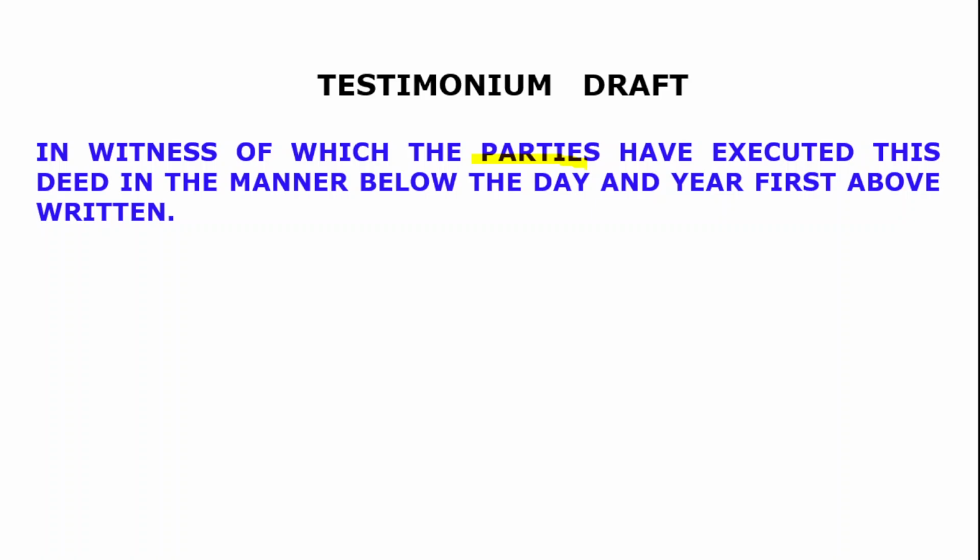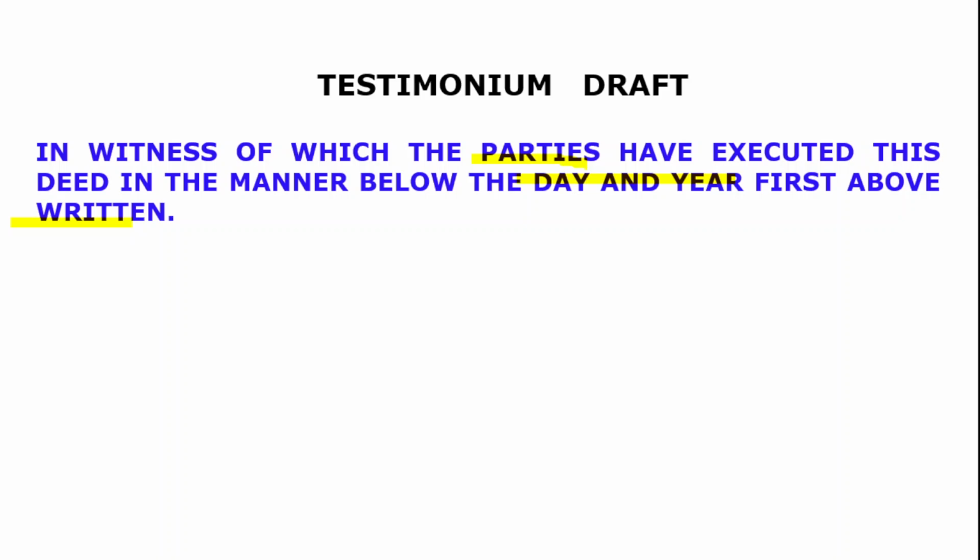Parties. Of course, the phrase "first above written" is referring to the date specifically contained in the commencement clause. That is the date that the transaction was written. That is, this document was written by the parties. When you said "this assignment made this dash day of dash", when you fill that date, that is the date you are referring to below, the day and year first above written. So that first above written is referring to the date in the commencement clause.